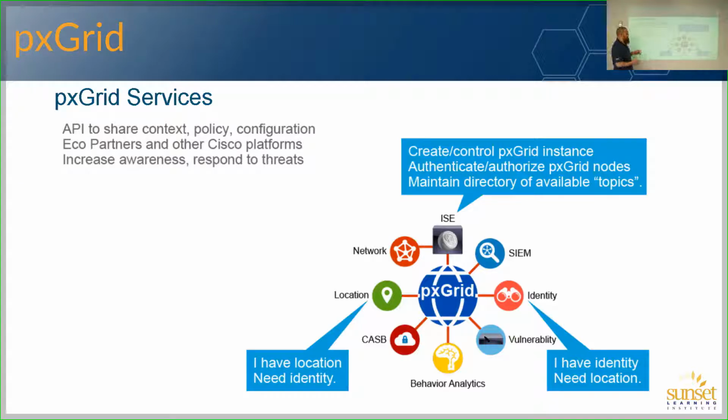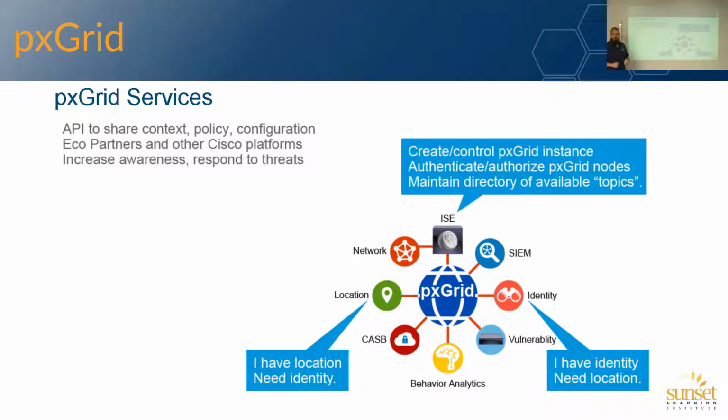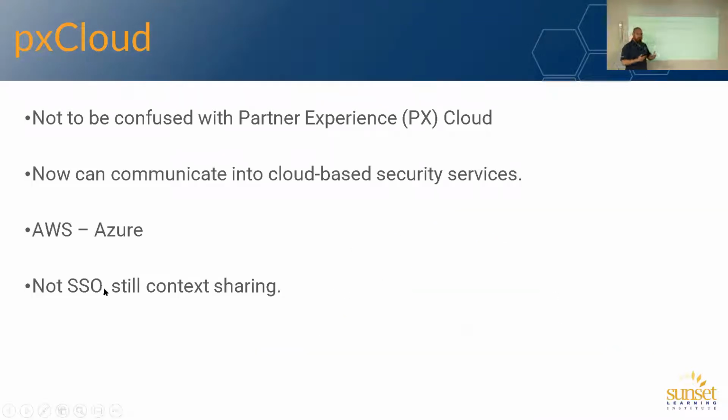So we're just sharing context, sharing what we know about that device. All right, so that's good so far. So now, how is it going to change? What's the new feature with 3.0?